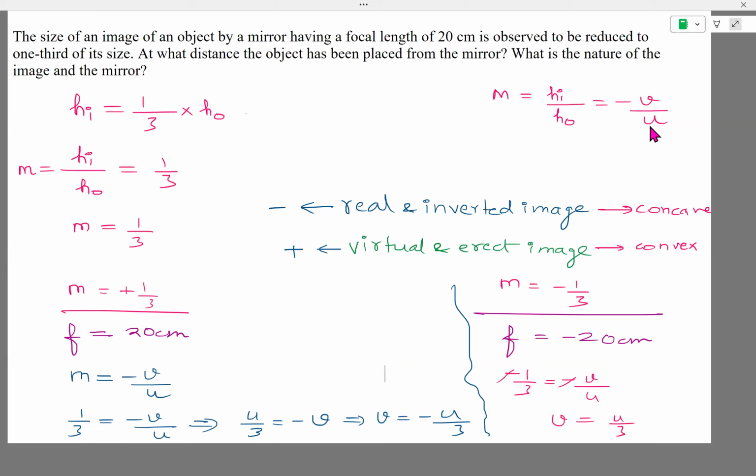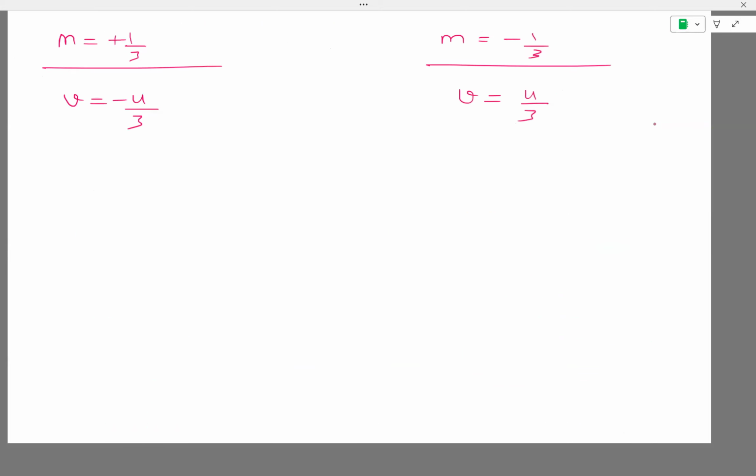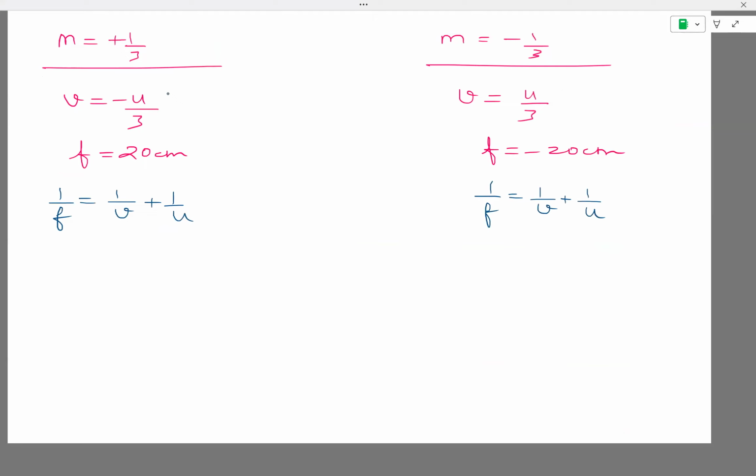Okay. Now, focal length is given. Here, focal length will actually be positive because it's a convex mirror. So focal length is just 20. And here focal length is what? Minus 20 because it's a concave mirror. Correct? Now, what is the mirror formula? 1 by F is equal to 1 by V plus 1 by U. So focal length is 20. Yes or no? Now, V is nothing but minus U by 3.